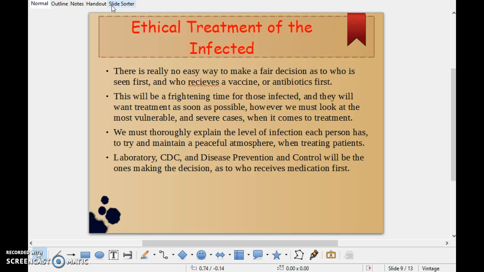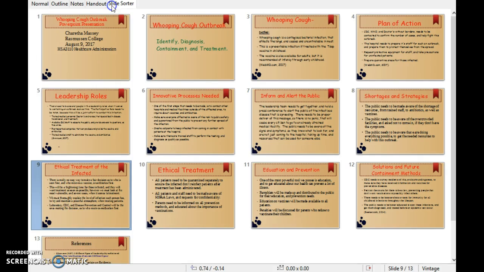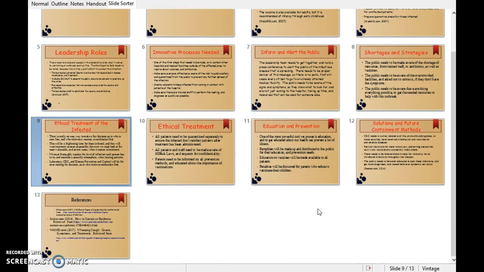The CDC and Disease Prevention and Control will be the ones to make that decision on who gets to go first during this process.